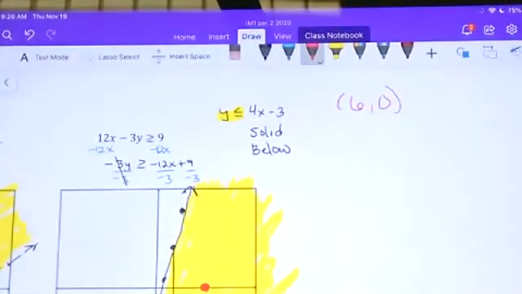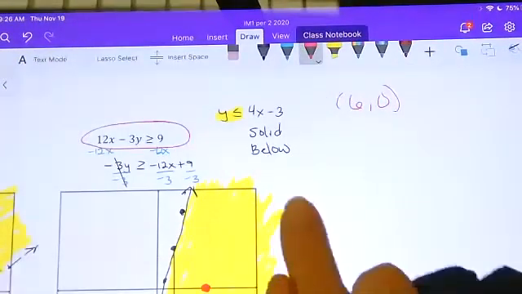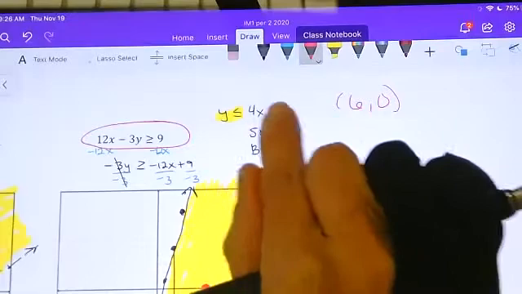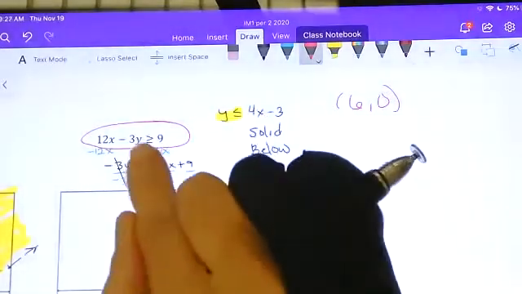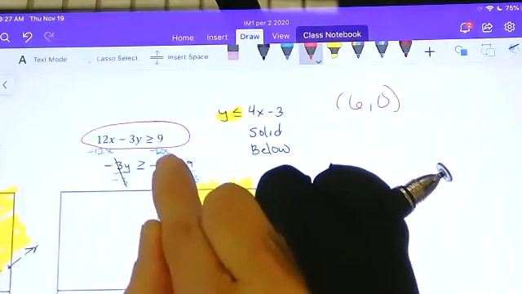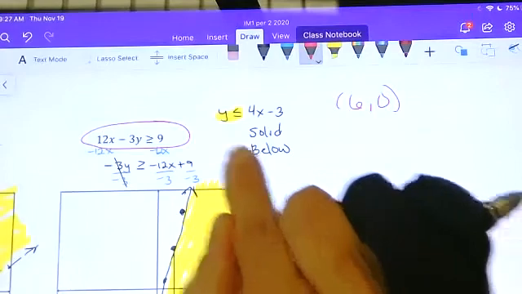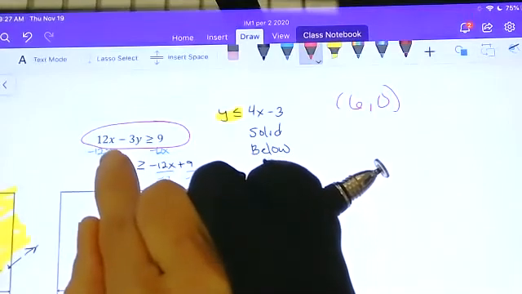Okay. Now, checking your point. Always go back to the original, because if you forgot to flip the sign, this one's going to be wrong. Go back to the original. I know the original one is right because that's the one that I was given. Any other point in this problem, I might have made a mistake. So always go back to the original to check.